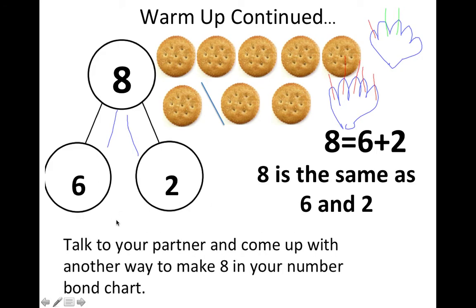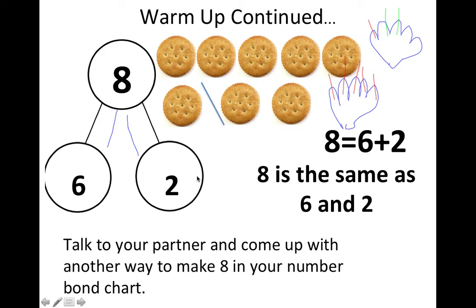Now, this is an activity for you. Talk to your partner and come up with another way to make 8 in your number bond chart. So, if you have whoever is around you, it could be a family, a friend, a guardian, a babysitter. If you do not have anyone in front of you, talk to me. Okay, I'm listening. So you are going to come up with different ways to make 8.